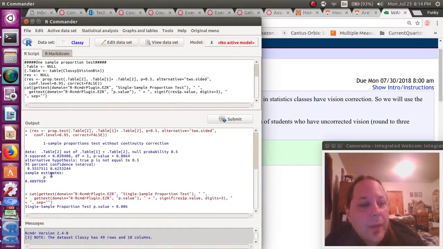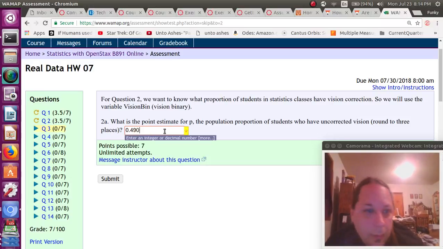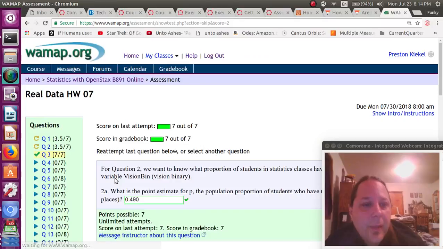And it gives me the sample estimate right here. Sample estimate is 0.4897 other stuff. But I said I want it rounded to 3 places, so now it's too many places. So 4.897, that means that this is going to be 4.90. And that's what it is. That's for this data set, that's the answer to that.